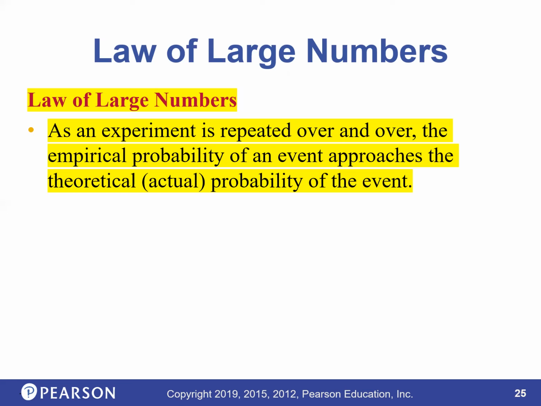Does that mean that our theoretical one is wrong? No, it just means we may have to roll this 1,000 times to get close to that 1/6 option. Law of large numbers means that you're going to be about at the theoretical level as long as the experiment has been repeated over and over and over.